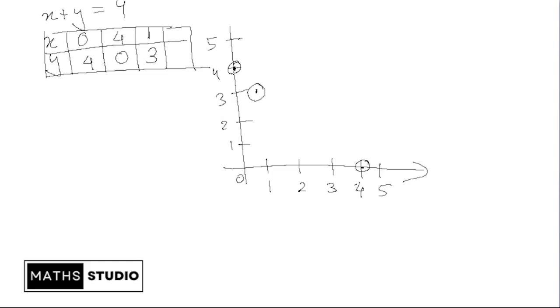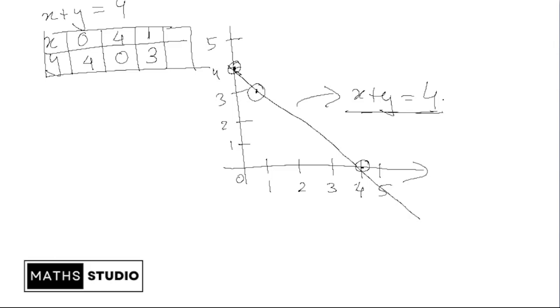Now if we join these 3 points along a straight line, of course it won't be this kind of crooked line, it would be a straight line actually. And what is that equation? x plus y equal to 4. So this is about exercise 4.3.